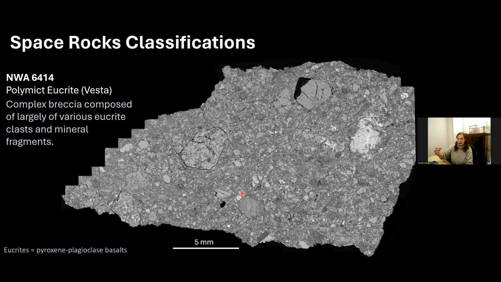So in terms of my actual science that I do, I've been working on this one meteorite for about 3 years. This is Northwest Africa 6414. It's a polymict eucrite, so it's a breccia composed of lots of different types of basalts. And this is the backscatter image. It's only about 1.5 inches across. And you can see even just in the backscatter, there's lots happening here.